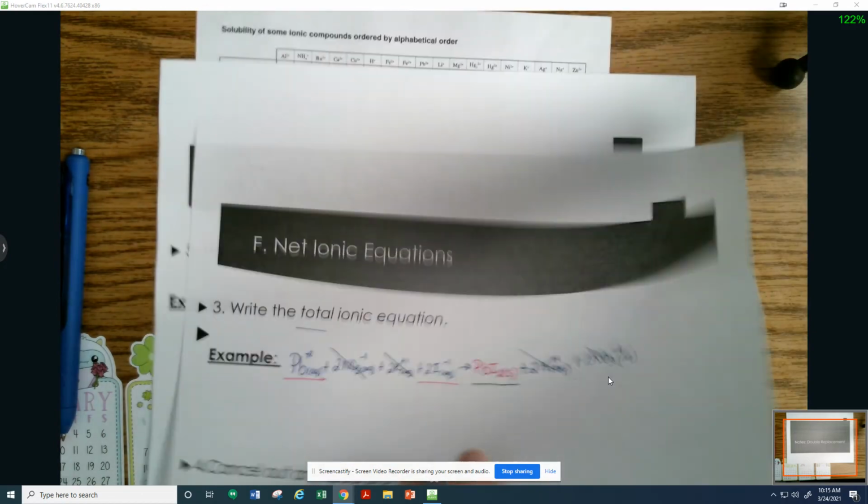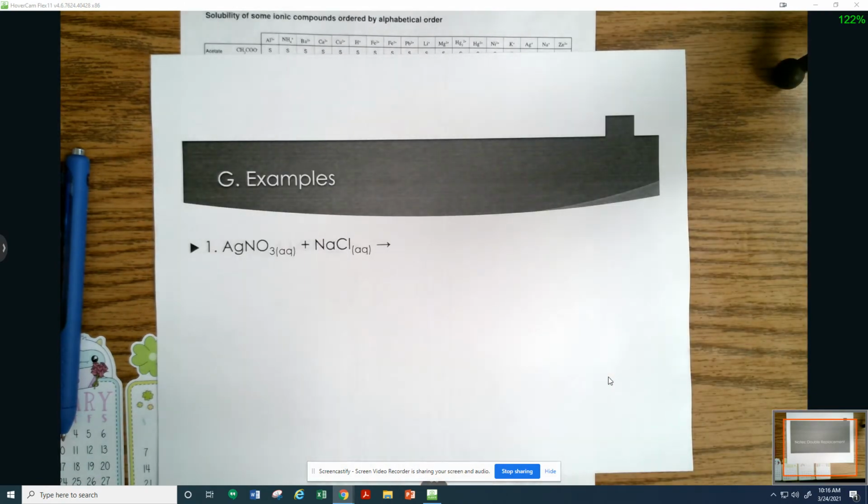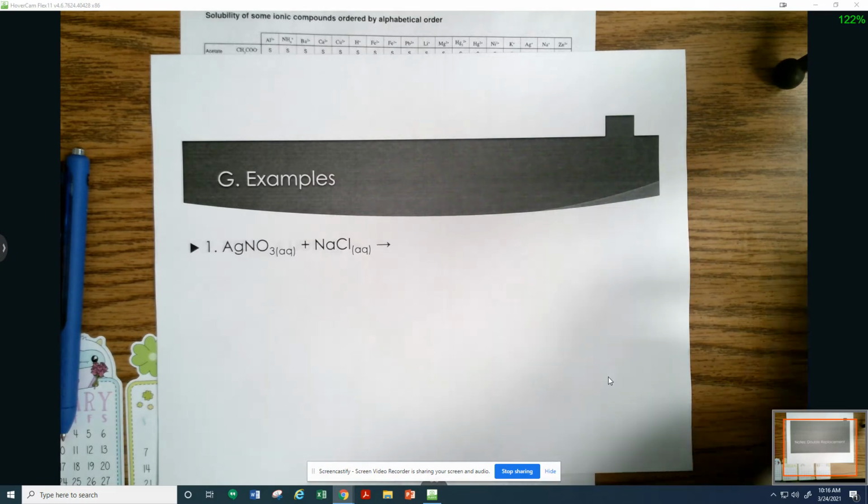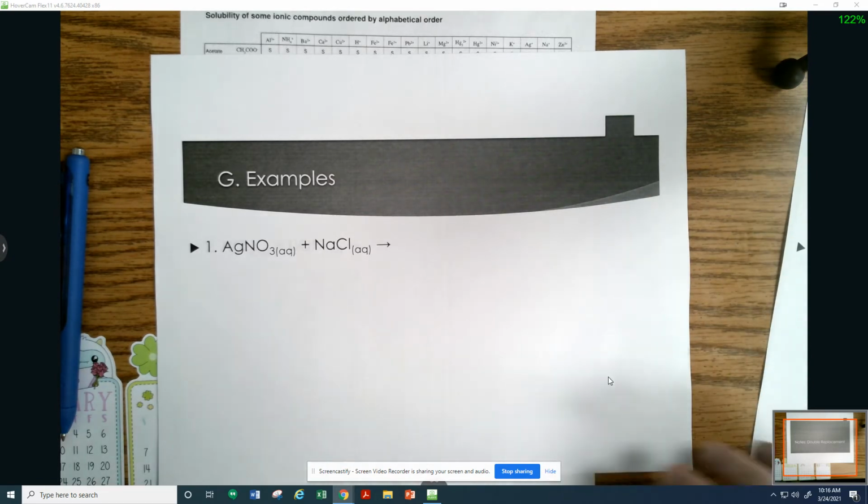So we have 2 more that we're going to look at. Again, we're going to use the examples that we've already done from up above just to save some time and give you more time to work on your homework.